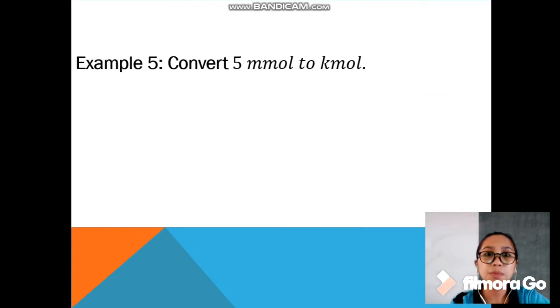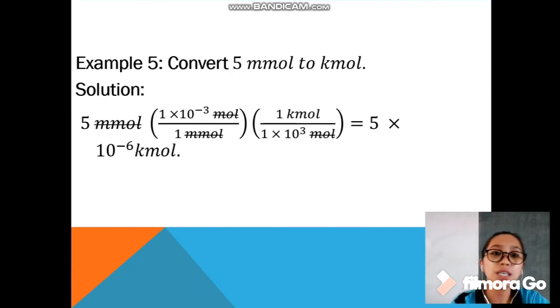For example, convert 5 millimoles to kilomoles. So we have here the solution. We have here the given 5 millimoles. So we have here two conversion factors. We used two conversion factors. First conversion factor is 1 millimole equivalent to 1 times 10 raised to negative 3 moles. And take note that mole is a base unit. Okay? So mole is not yet the target unit.